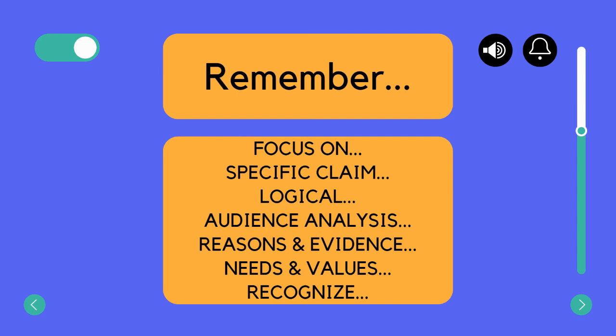Effective arguments recognize alternative views. Again, acknowledge your opposition. They're there, they're not going away. You have to recognize them. An argument is going to force you to think about your claim and others' viewpoints. So when you're doing this, you need to acknowledge, accommodate, or refute.